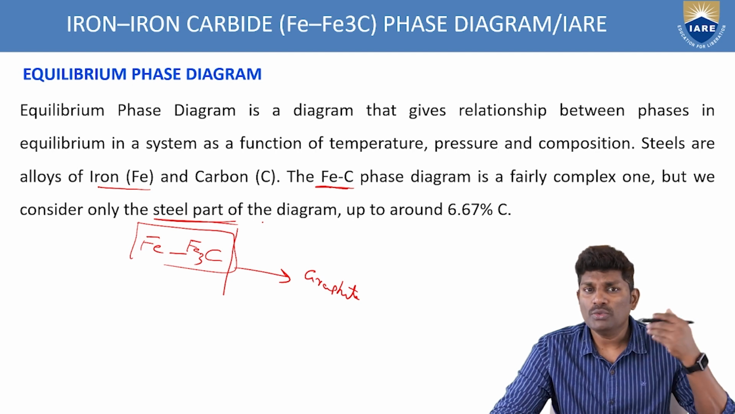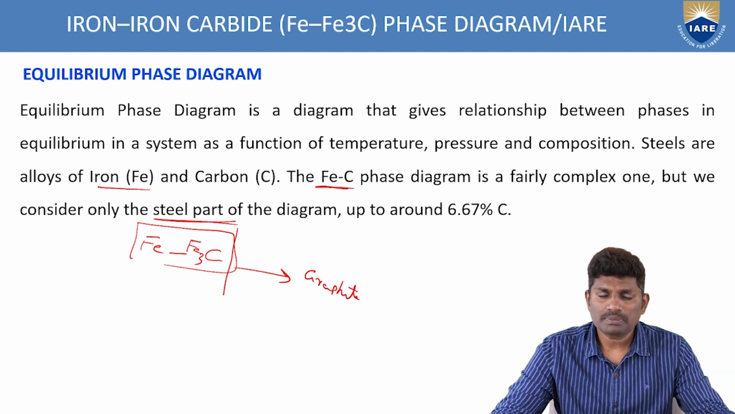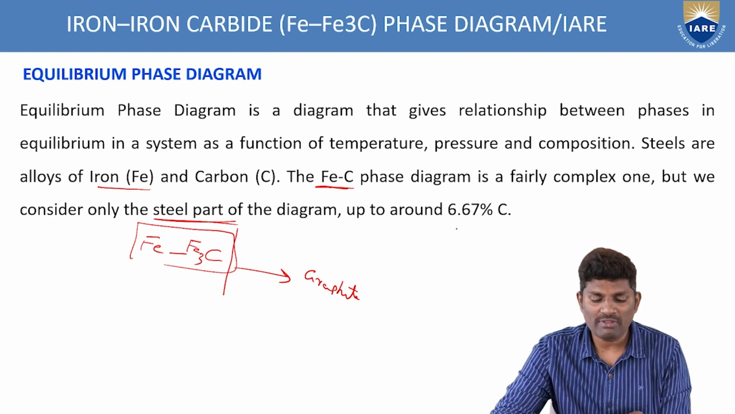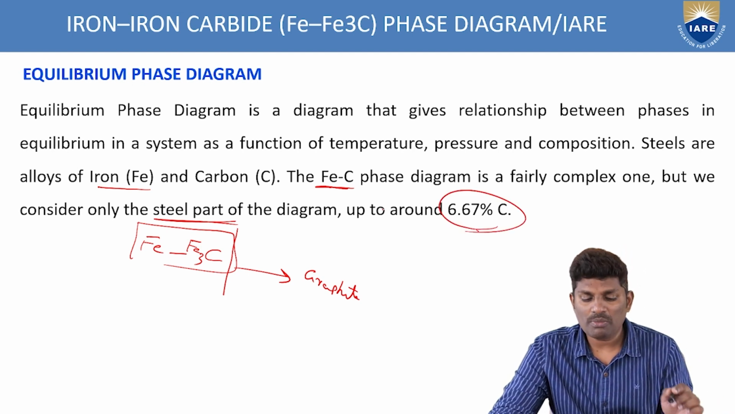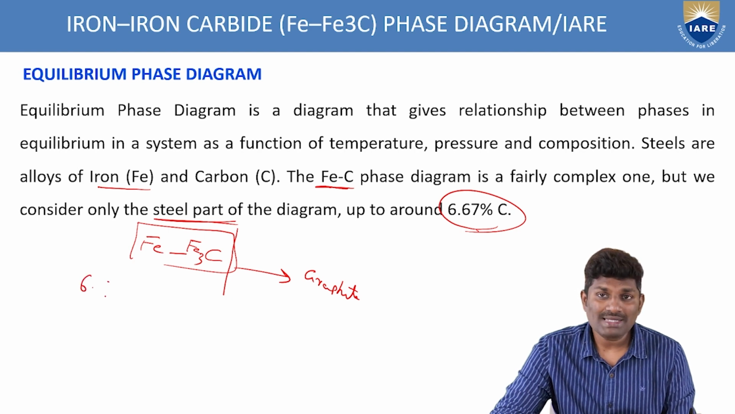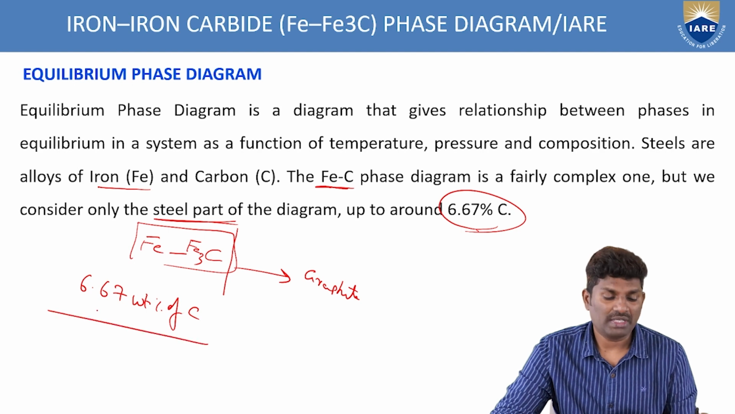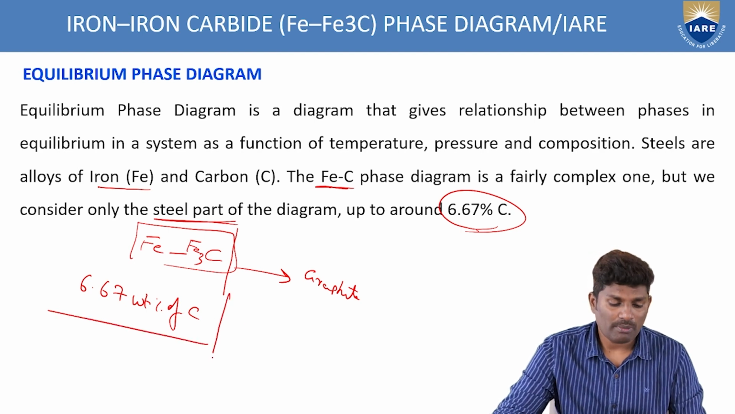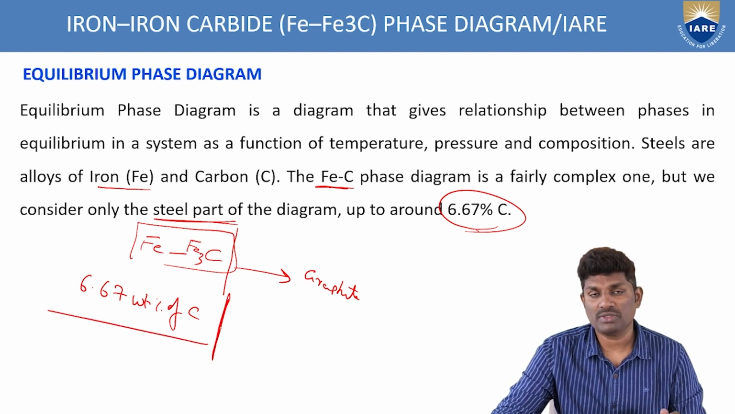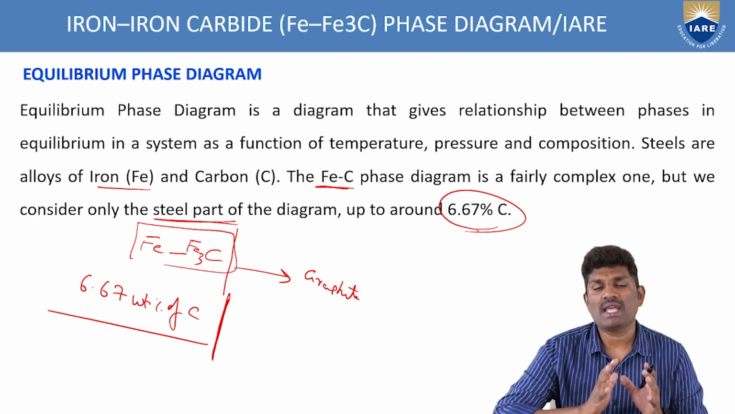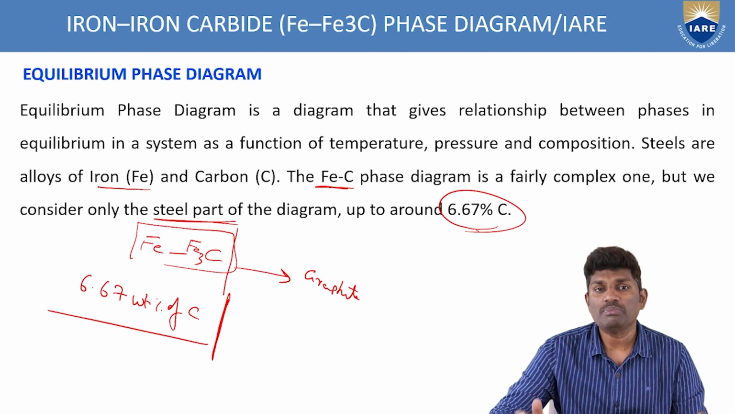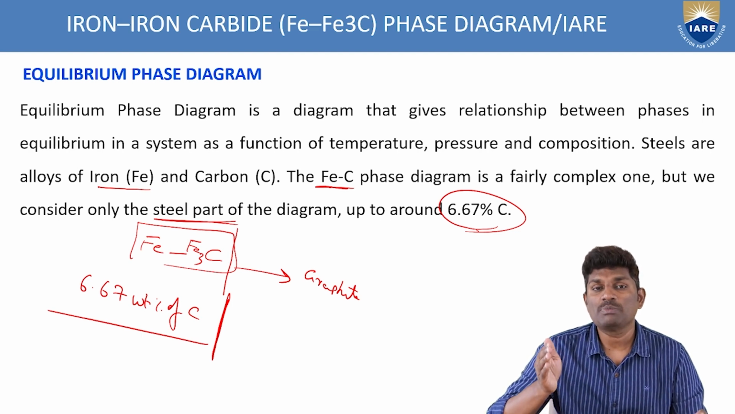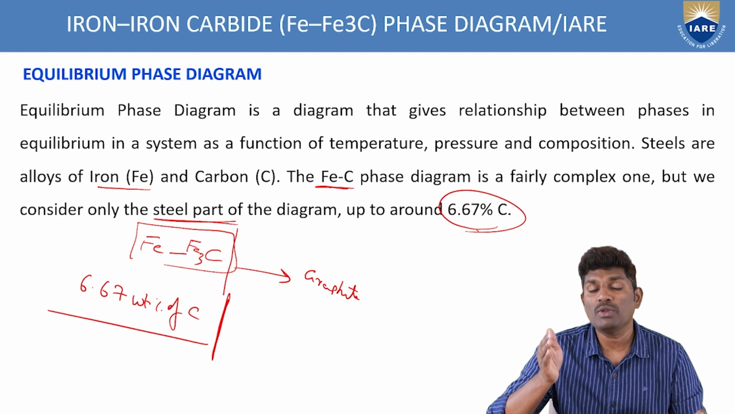Why? Because we are using these steels for general applications. So up to the steel part of the diagram only, we are taking these things. What is the composition percentage here? 6.67 weight percentage of carbon we are taking into consideration. Beyond that we are not considering the phase diagram. That's why, while drawing the iron carbon phase diagram, we have to restrict the composition percentage to 6.67% of carbon only.